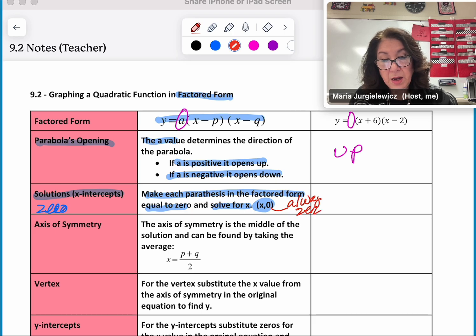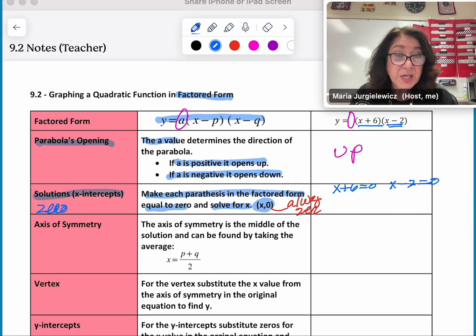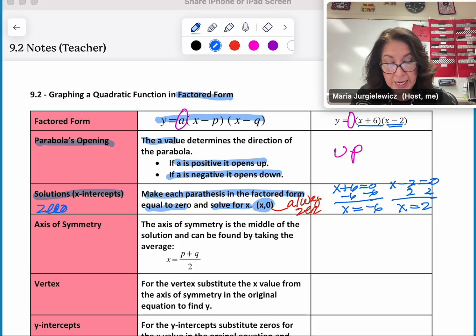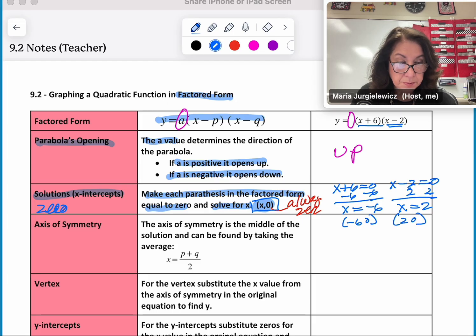Now, I'm going to say this parentheses is equal to 0, and that parentheses is equal to 0. We've done this before. We subtract 6, so x is equal to negative 6. We add 2, so x is equal to 2. We have to make sure that we write it as an ordered pair. So it's negative 6, 0 and 2, 0.